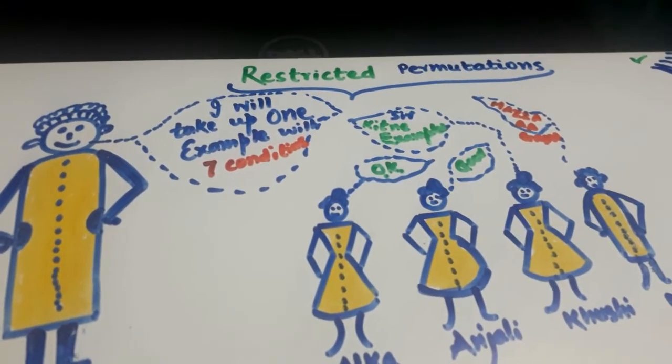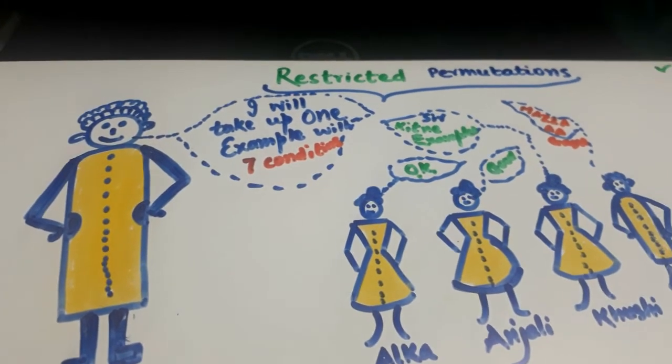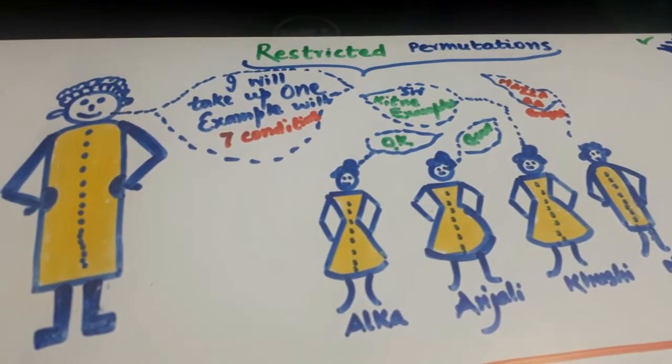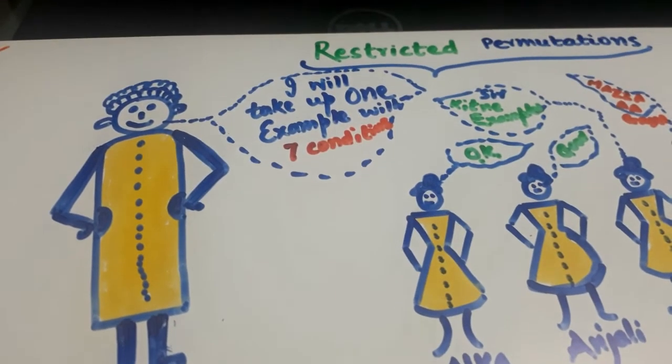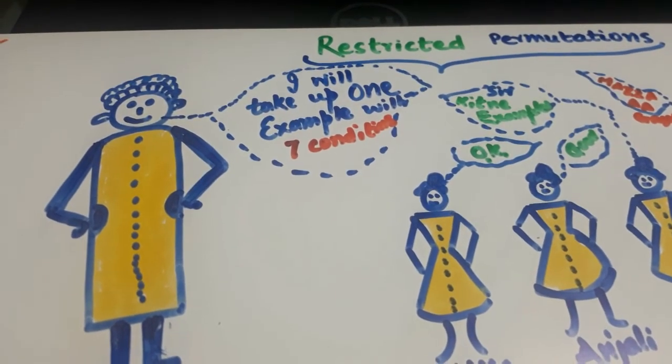And we are today going to discuss restricted permutations. Now, look here what the teacher is saying. I'll take up one example with 7 conditions.